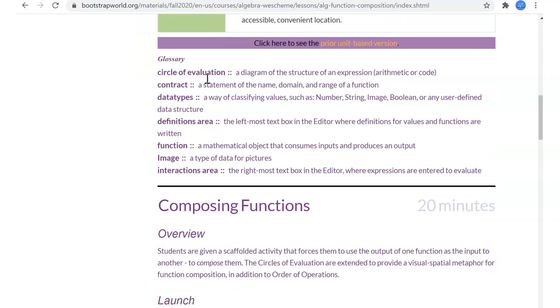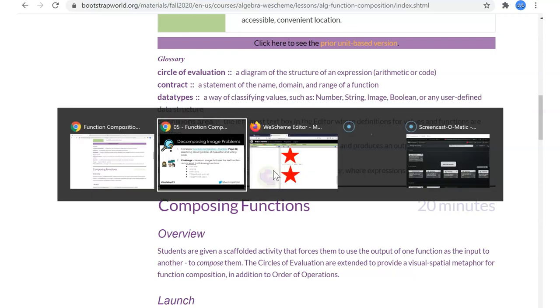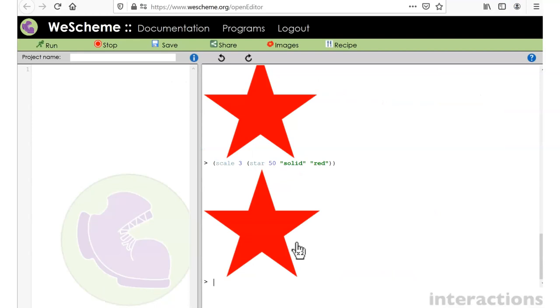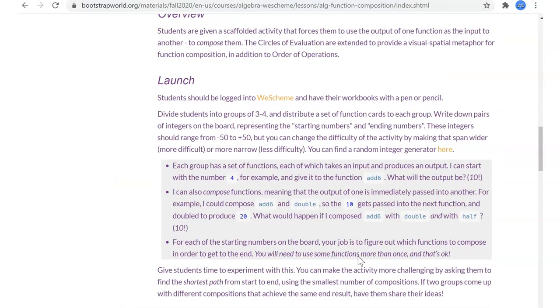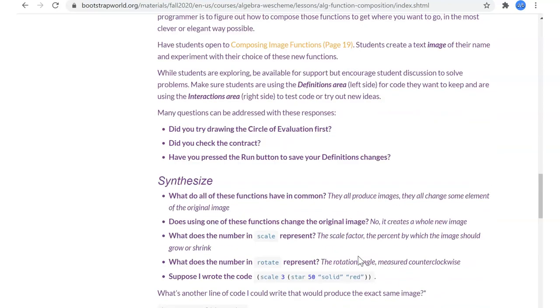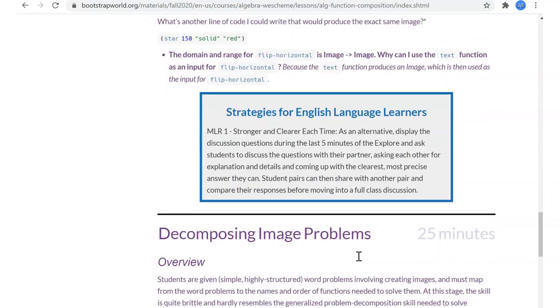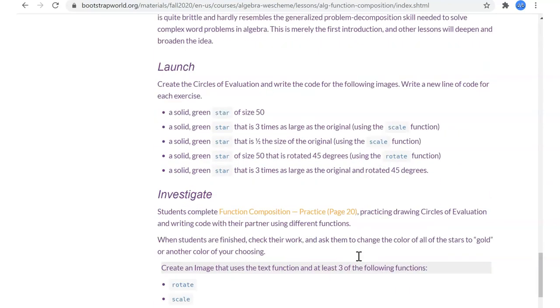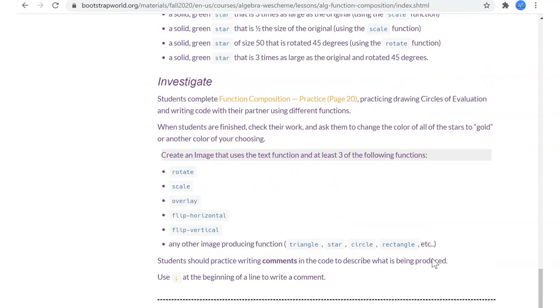None of these terms were new. You've already had all of these terms, and we talked about all of these. We didn't specifically remind you of the definitions area in WeScheme and the interactions area, or the REPL, but we had slides on all of these. You did the cards. You did a lot of image problems during the You Do section.